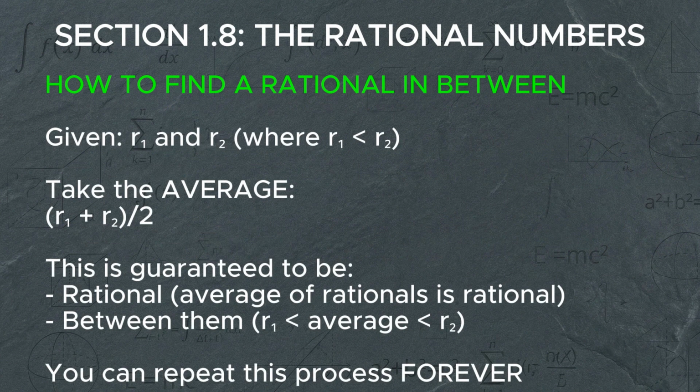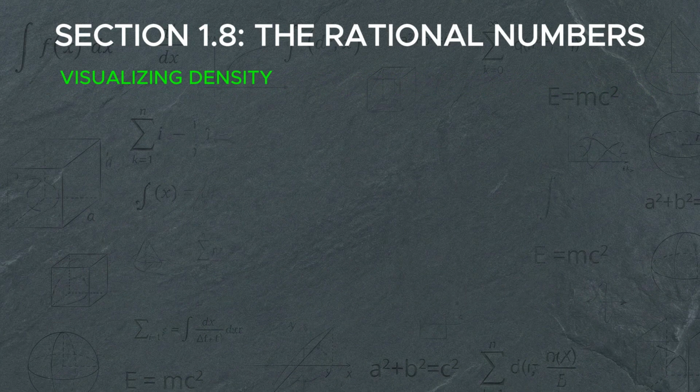How do we know there's always a rational in between? Just take the average. If you have R1 and R2, then (R1 plus R2) divided by 2 is exactly halfway between them. And the average of two fractions is another fraction, so it's rational. And you can do this forever. Find a number in between, then find a number between that one and the original, then repeat. There's no end. This creates a dense fog of numbers. No matter how much you zoom in on the number line, you will always hit rational numbers.